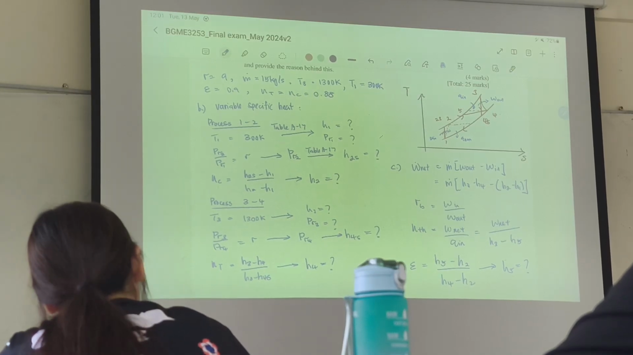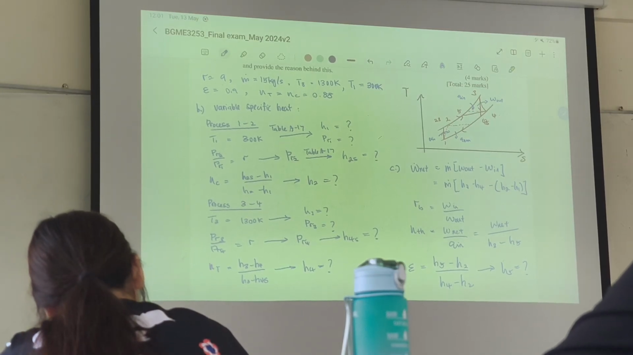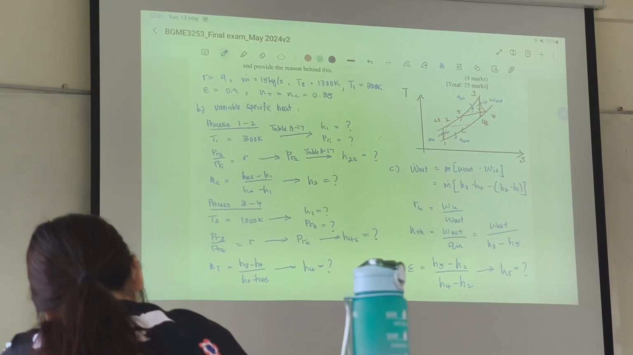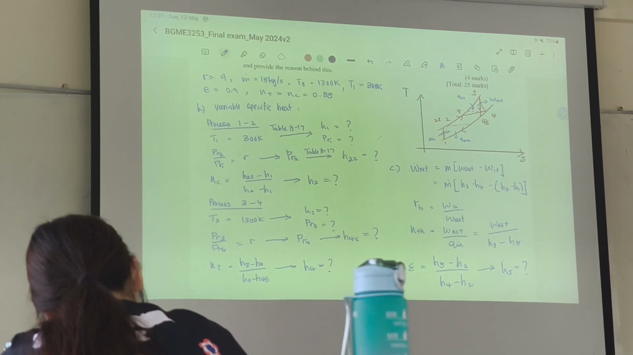So we reduce the energy wasted and then you reduce the energy, the heat in, and thus the thermal efficiency is increased. Pretty much that.